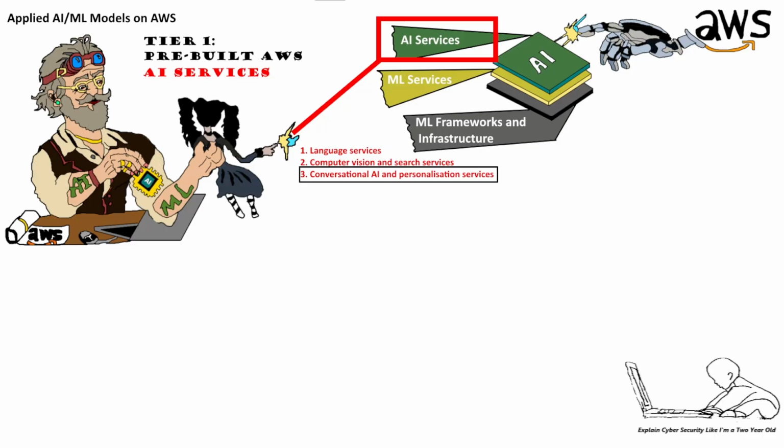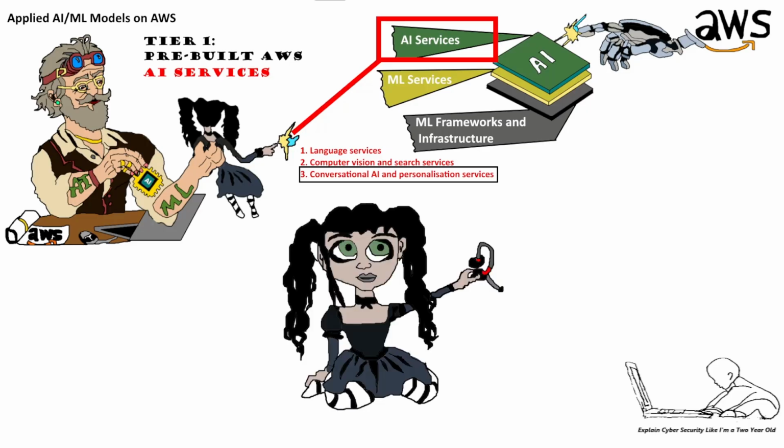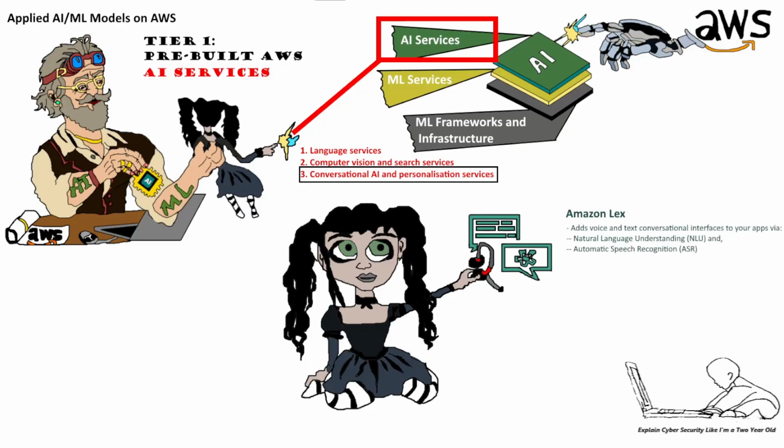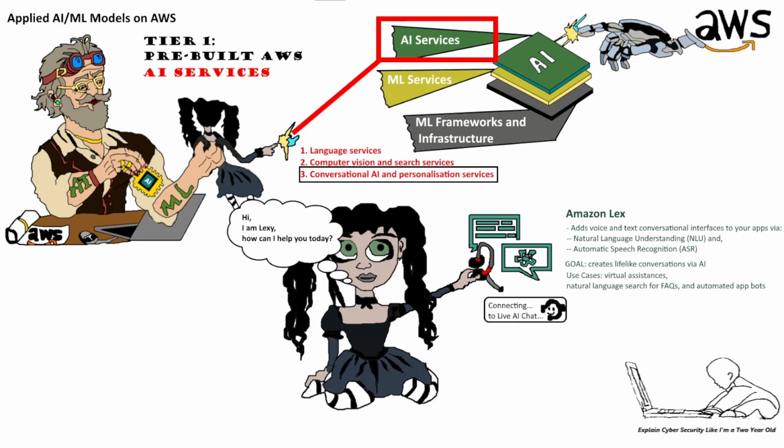And our last AWS AI service under the Tier 1 pre-built AWS AI services is the Conversational AI and Personalization services, of which the first service is Amazon Lex. And Amazon Lex adds voice and text conversational interfaces to your apps via natural language understanding (NLU) and automatic speech recognition (ASR). And the goal is to create lifelike conversations via AI, of which typical use cases are personalized streaming, product, and trending recommendations. For example, imagine talking to an AI agent that knows everything about you and can almost talk to you in a personalized manner based on all your likes and preferences.